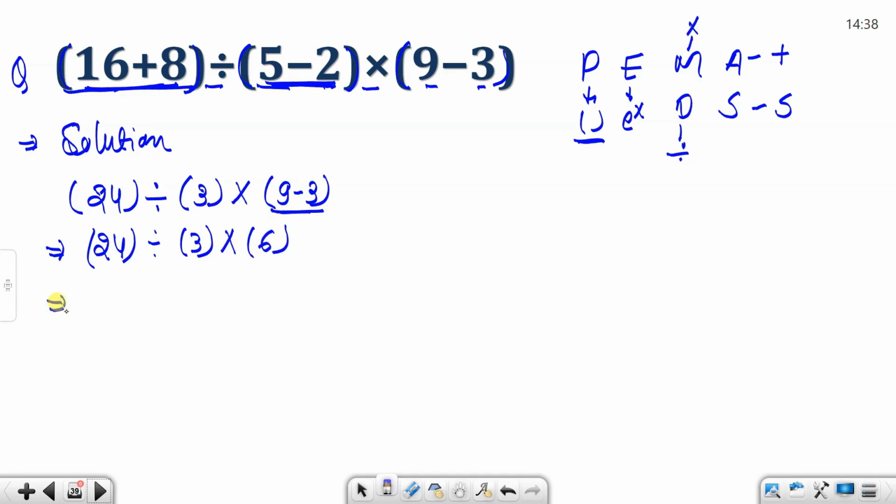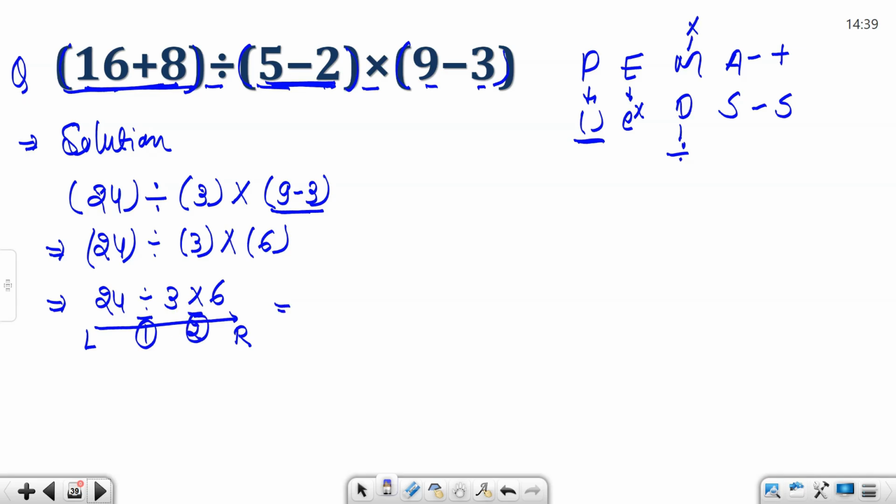Now let's solve further: 24 divided by 3, multiplied by 6. Now we'll check left to right, because we know that division and multiplication have the same priority. After checking left to right, whichever comes first gets the first priority, and the one that comes second gets the second priority.